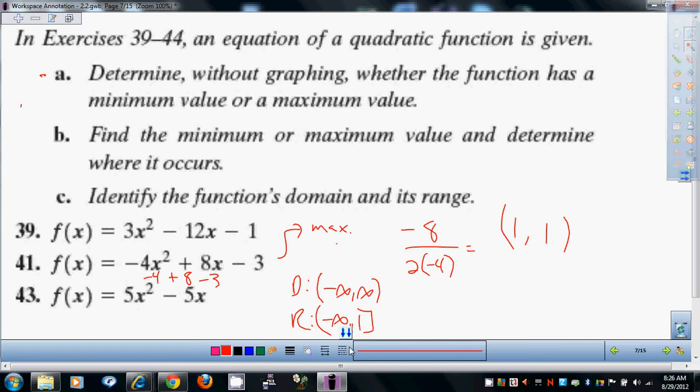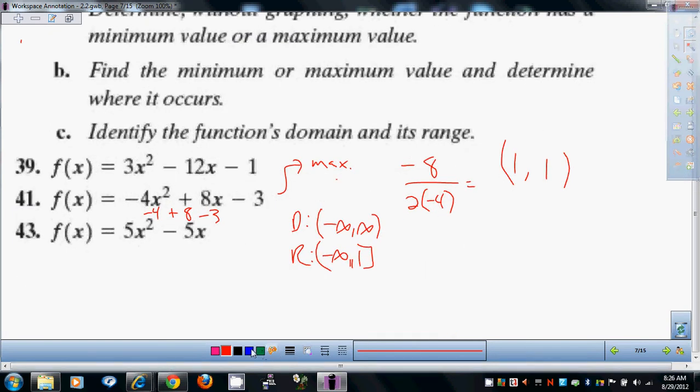43. First off, min or max? Minimum, right, because it's positive. So I'll do it right below in blue. It's going to have a minimum value. Where is that going to happen? At the vertex. Negative b. Now, you can add this in if it makes you feel better for that t value. Negative b over 2a. So that's 5 over 10, which reduces to 1/2.